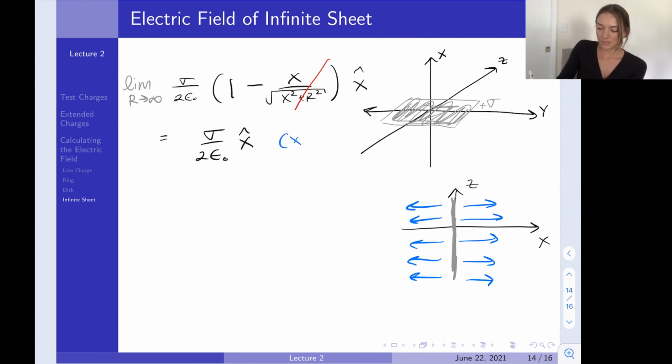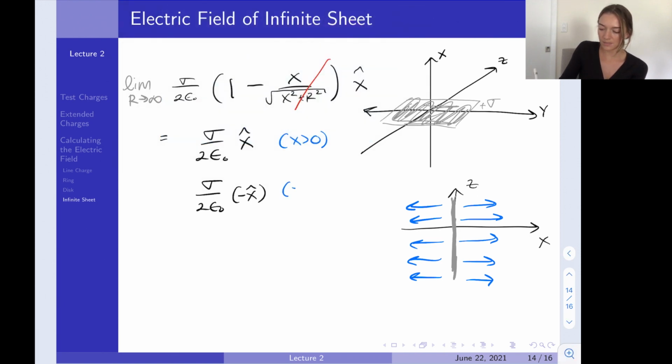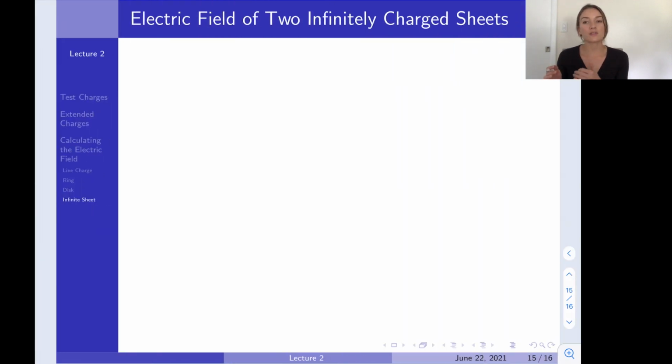So this is for points x greater than 0, and then it will be sigma over 2 pi epsilon naught negative x hat for points on the other side. All right, so this is our electric field for an infinite sheet. And again, when we do Gauss's law, we're going to see this again, so definitely keep this electric field in mind. So now let's look at what happens if I put two of these sheets together.